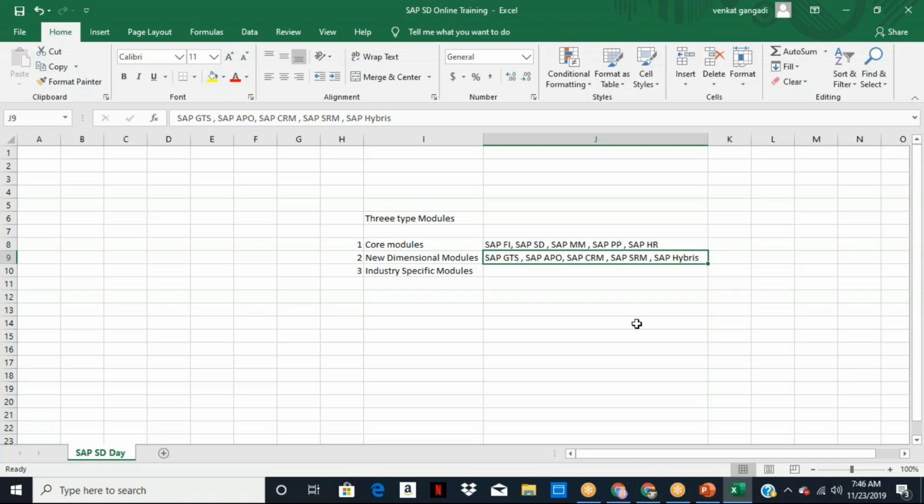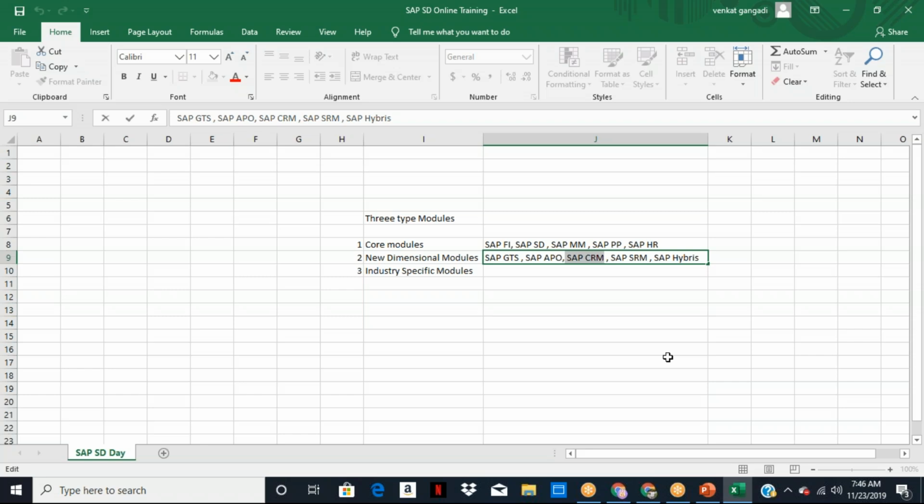SAP SD is very good at sales. It is one of the strong modules for sales in the market. But when it comes to pre-sales and post-sales, that means taking care of the customer relations after the sales and before the sales, SAP SD does not have a good capability. That is the reason SAP introduced a new dimensional module called SAP CRM, customer relationship management. Like this, all the new dimensional modules evolved in the ERP market.